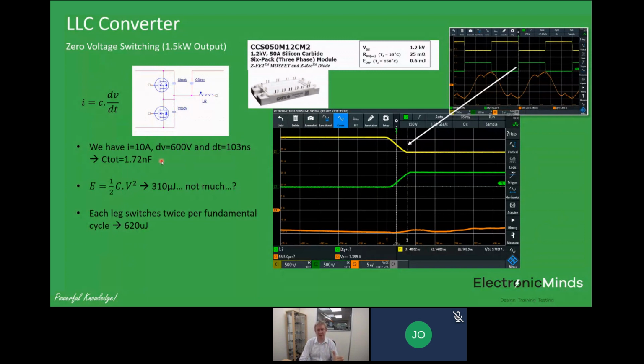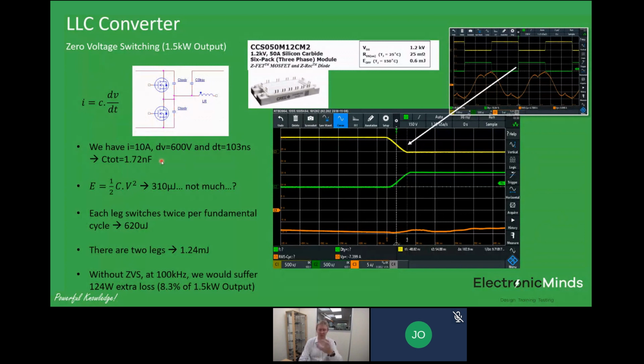So each fundamental switching cycle, at 100 kilohertz here, we're losing about 620 microjoules. And remember, we've got 2 switching legs, so double that up again. So for this particular power stage, for one switching cycle, if we weren't 0 voltage switching, we'd be dissipating 1.24 millijoules per switching cycle. Now, to put that in context, if we were running at 100 kilohertz without ZVS operation, that would directly correlate into 124 watts of extra loss in our system.